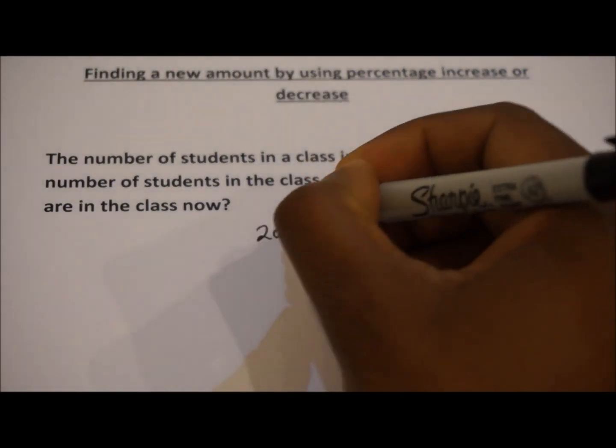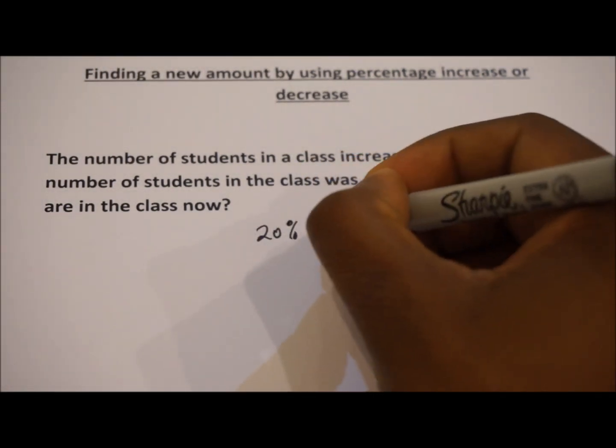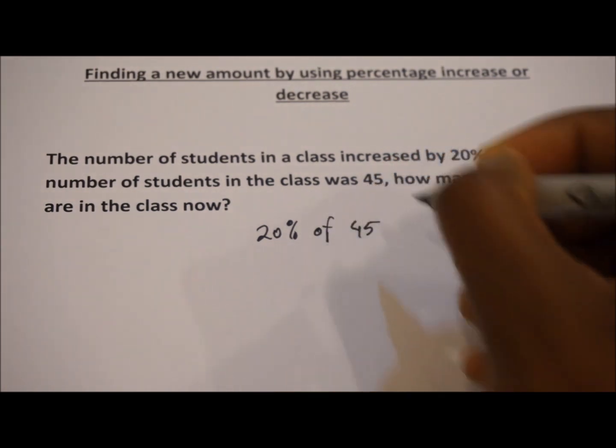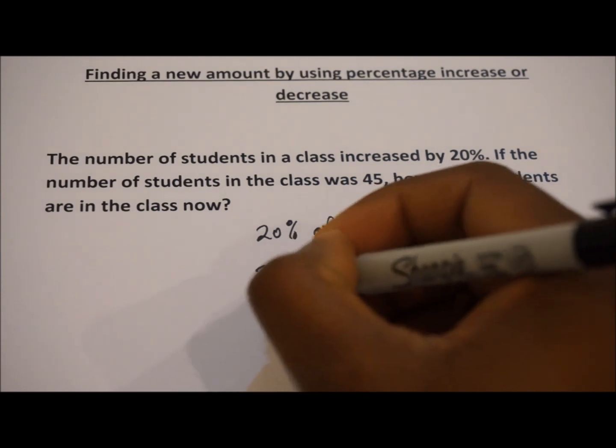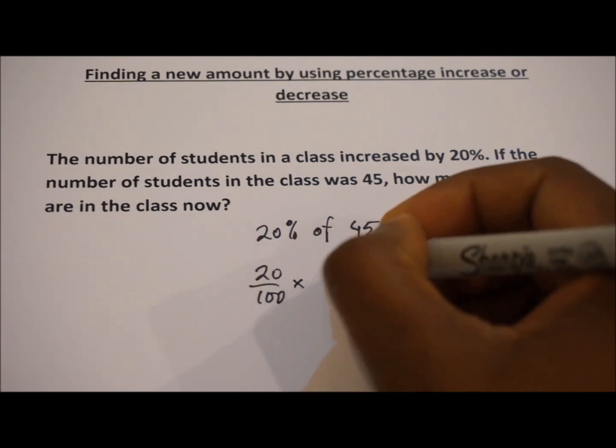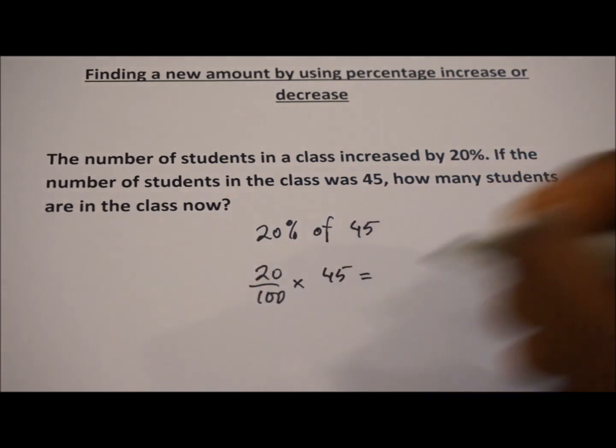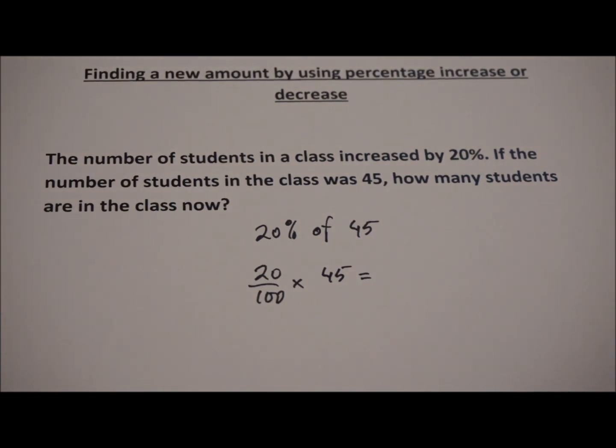So 20% of 45. Remember what this means. It means 20 over 100 times 45. With our simple cancelling out and calculation, this ends up to be 9. Therefore, the amount of students in the class increased by 9. That was a 20% increase.